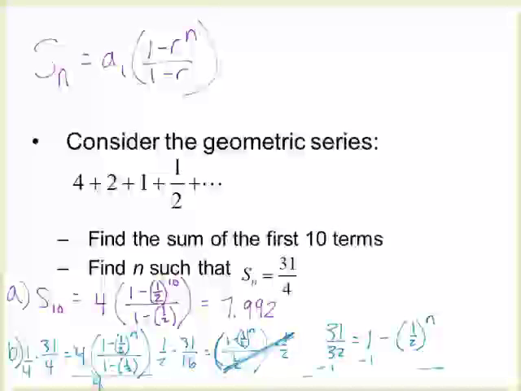Subtract 1 from both sides. Gives negative 1 out of 32 equals negative 1/2 to the n. Cancel the negatives and guess and check. 2 to what power is 32? You might actually already know that one because we've worked with 2's a lot, but maybe not, so you just check. So 2 to what power is 32? 2 to the 5th. So adding up 5 terms would give us 31 over 4.